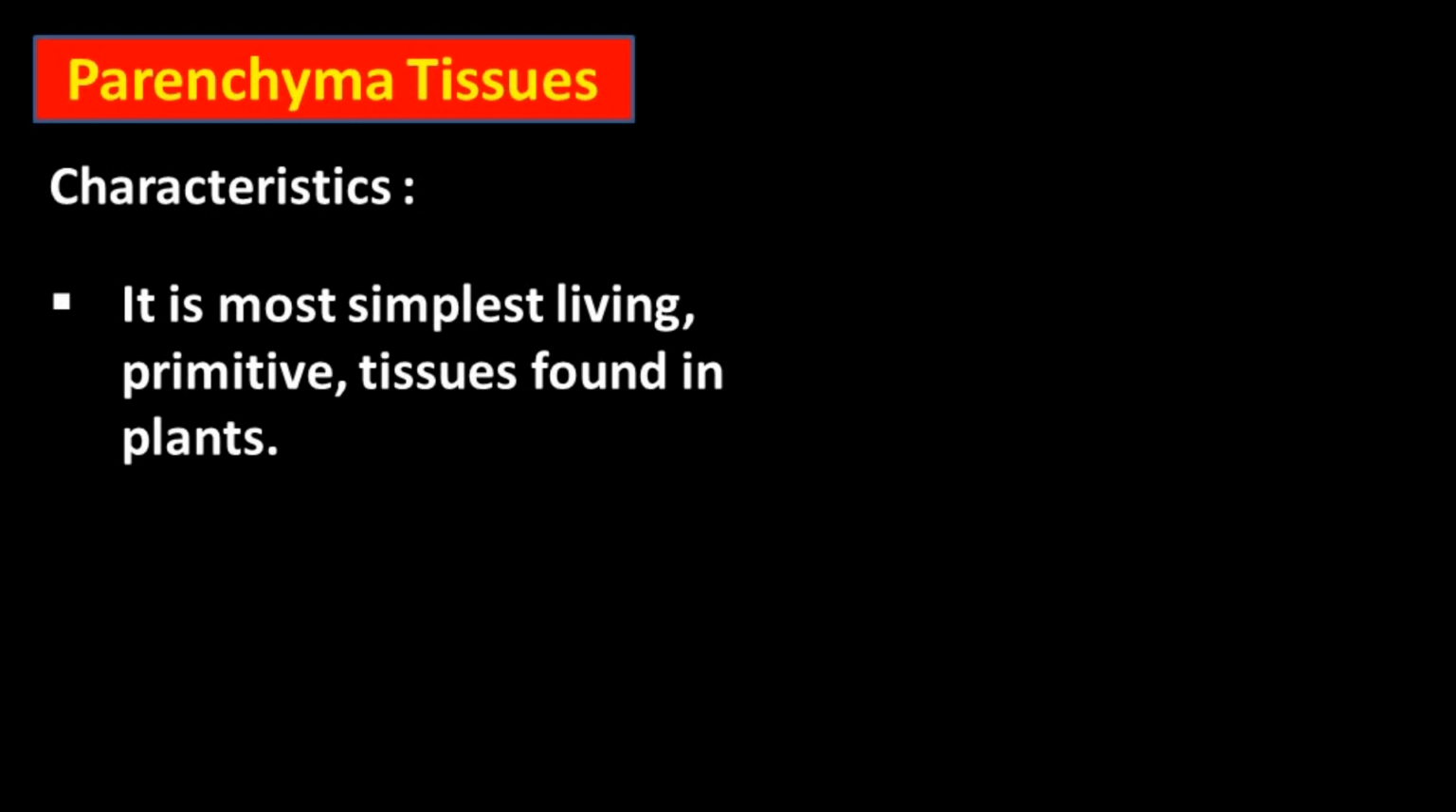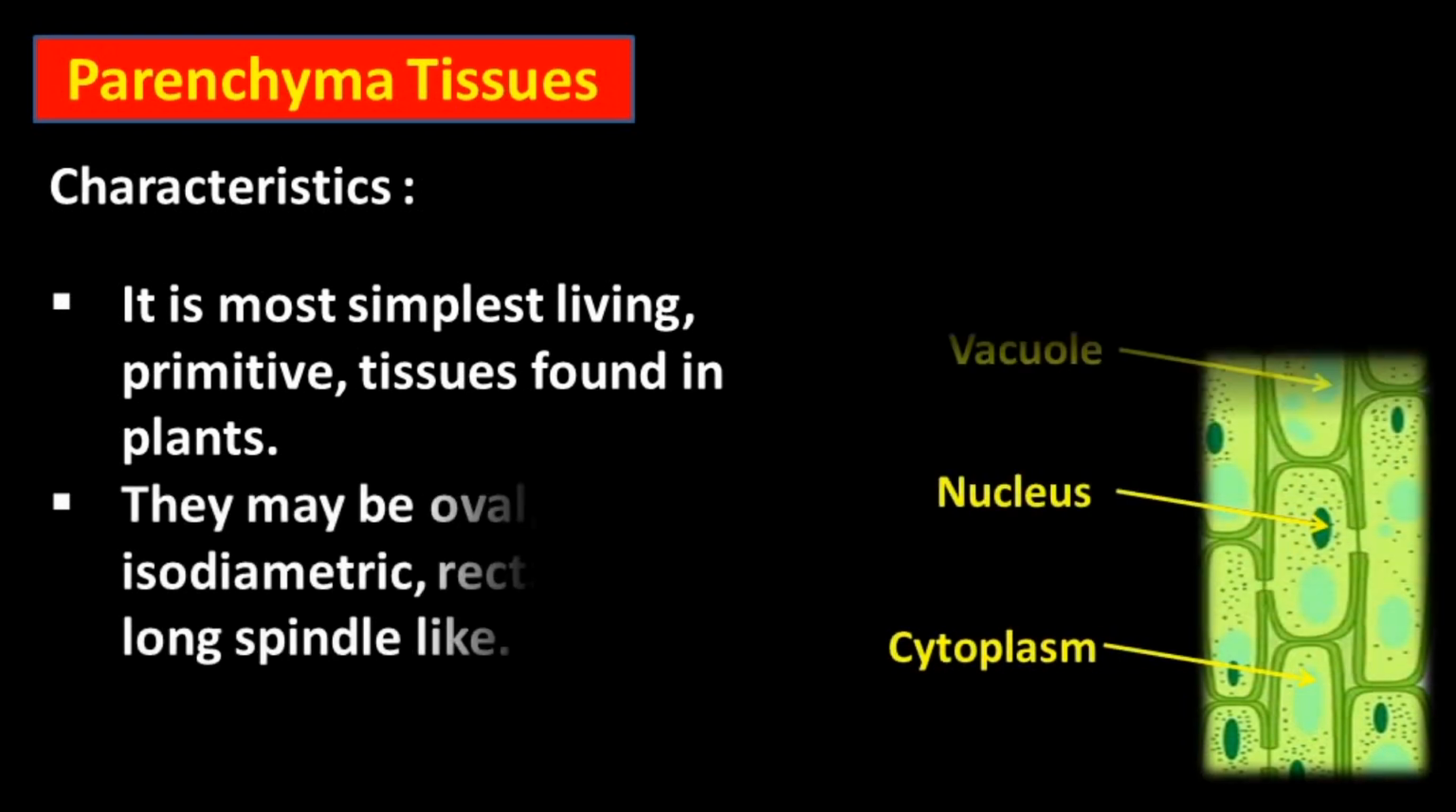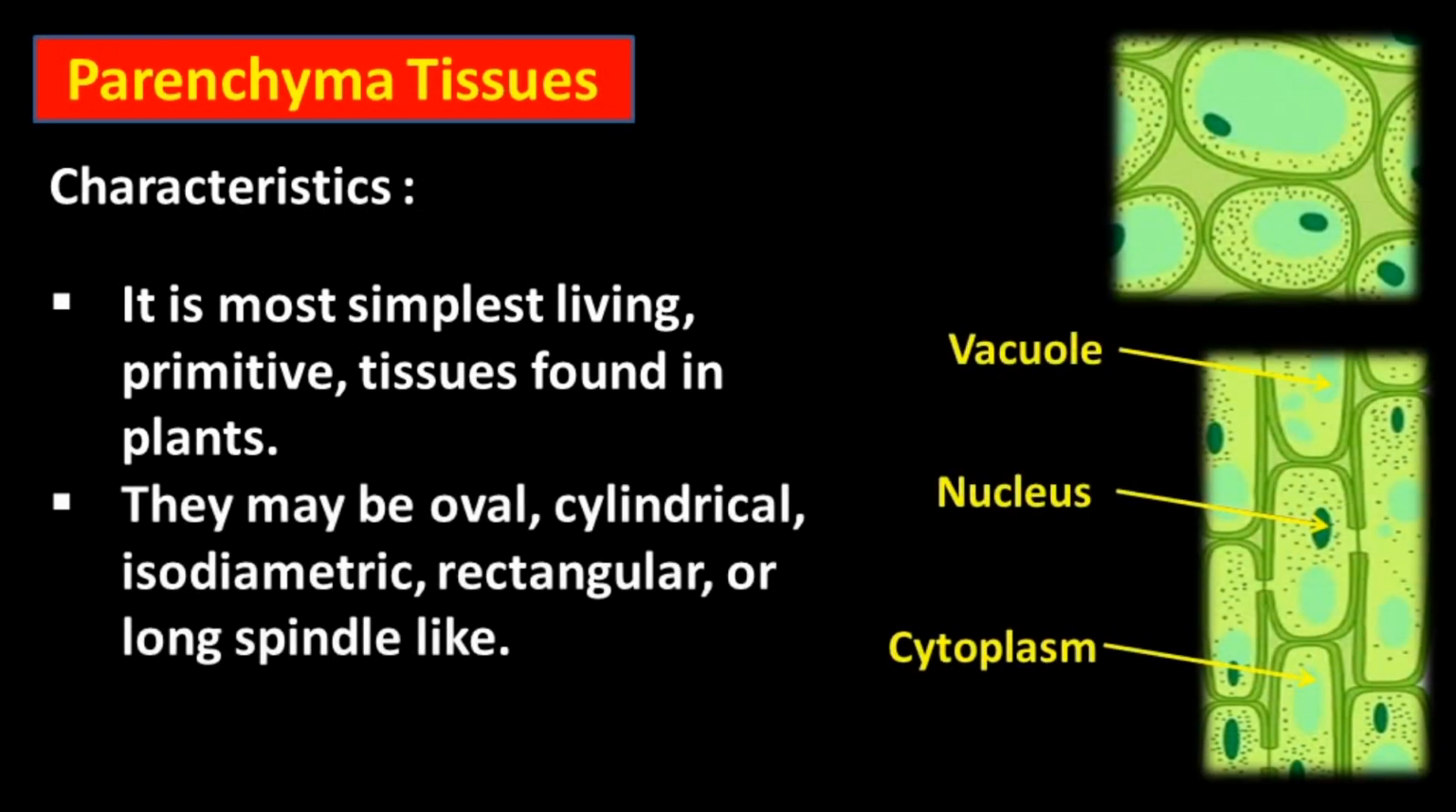Parenchyma tissue. What are the characteristics of parenchyma tissue? It is the simplest living primitive tissue found in plants. They may be oval-shaped, cylindrical, isodiametric, rectangular, or long spindle-like. What is meant by isodiametric? Isodiametric means equally expanded on all sides. So these are the simple living tissues. These are primitive tissues.